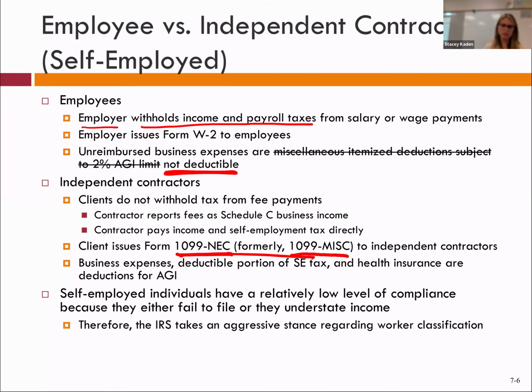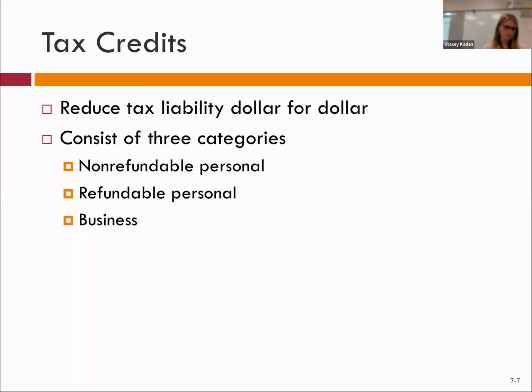Okay, any questions on employees versus independent contractors? Okay, well, we'll stop here for today and pick up with credits on Tuesday.